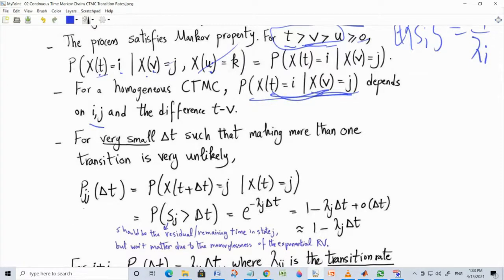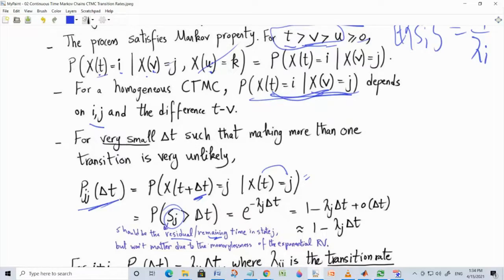So we will define b_jj of delta t. This is the probability that after delta t seconds, you remain in j. So at time t you are in j, and at time t plus delta t you are still in j. What is this probability? It's the probability that the remaining time in the state is greater than delta t. Here I'm using S_j, which is the sojourn time, the time that you spend in the state starting from the time instant of entry. So this should be a residual, or remaining, time.